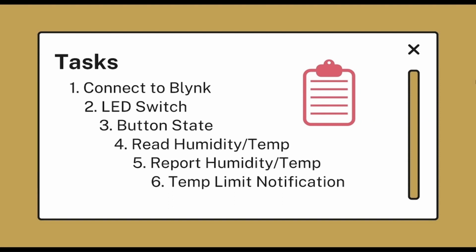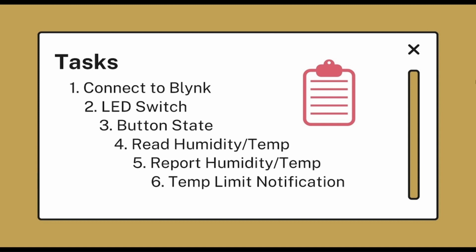Number 1, connect our M5 stack device to the Blink platform. Number 2, creating an on-off switch for the LED. Number 3, reporting the status of the buttons pushed on the M5 stack. Number 4, reading the data from the DHT11 sensor. Number 5, displaying the data from the previous task. And finally, number 6, a function we create ourselves, which is what we call the temperature limit notification.